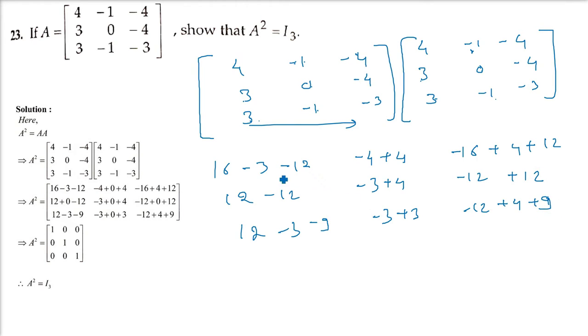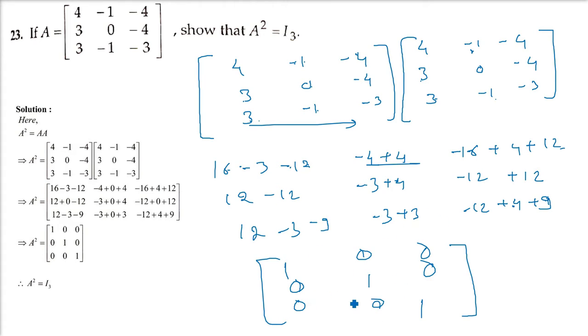Okay, now just see. This is 16 minus 15. 16 minus 15 is going to be 1, and we wanted the diagonal to come as 1. 4 minus 3 is 1. I'm taking the diagonals only. 4 plus 9 is 13, 13 minus 12 is 1. 4 minus 4 is 0. This is also 0. 12 minus 12 is 0, 12 minus 12 is 0, 12 minus 12 is 0, 3 minus 3 is 0. Okay. This is the identity matrix of 3 by 3 order, the 3 cross 3 matrix.